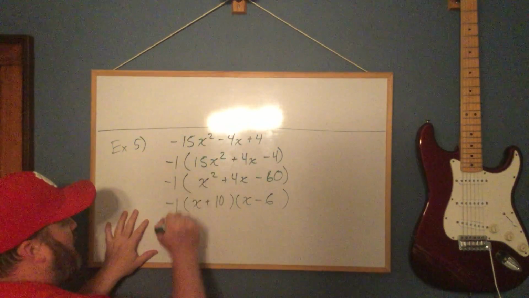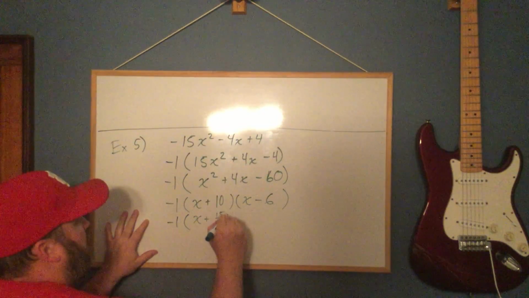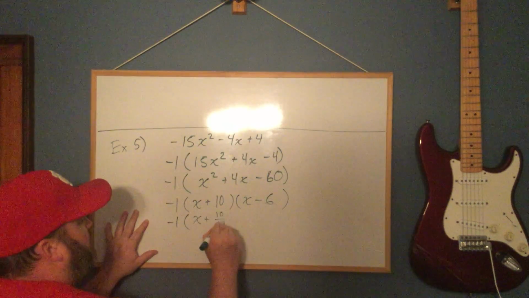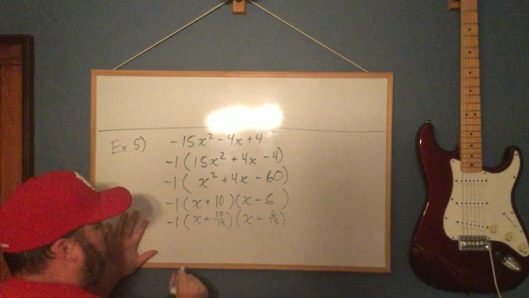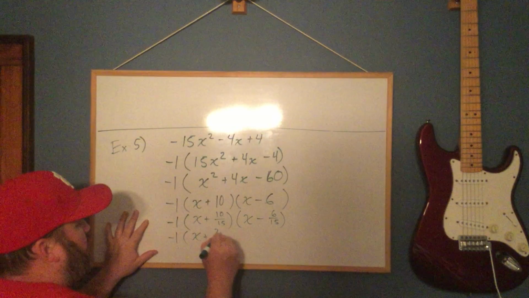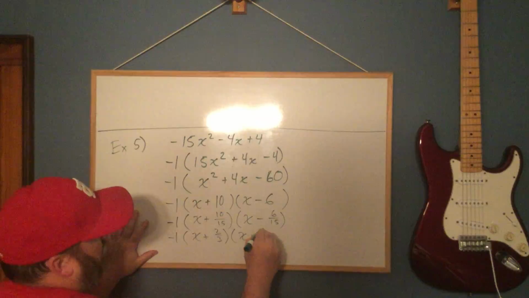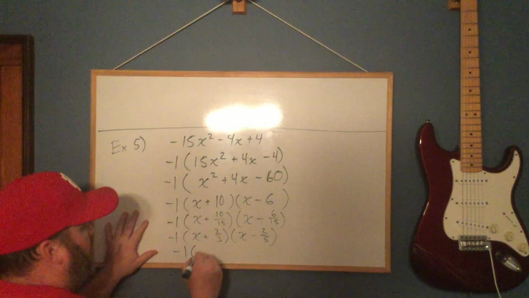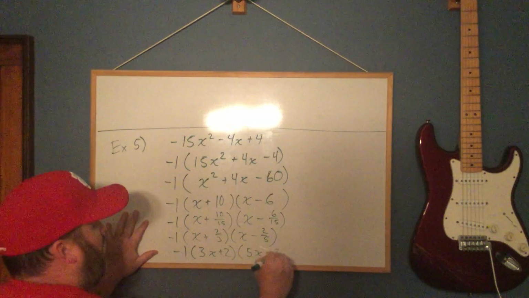Go back through and divide by a. So that is 10 over 15. I'm sorry, 10 over 15. And then divide by a again. So I get 6 over 15. Reduce. So that is 2/3. And this is, let's see, divide by 3. So that'd be 2/5. And then slide that back over. 3x plus 2 and 5x minus 2.